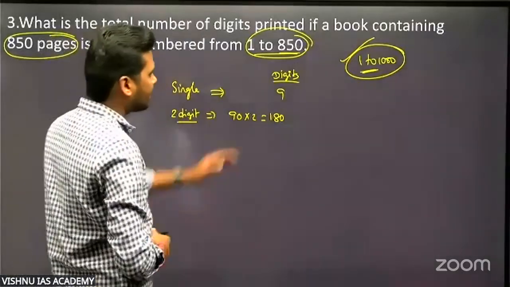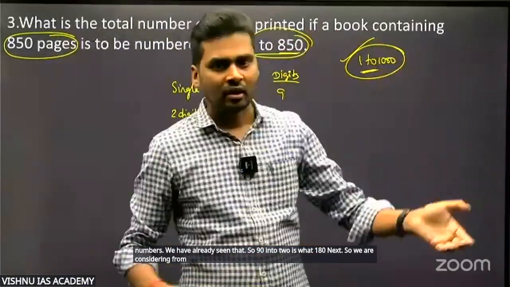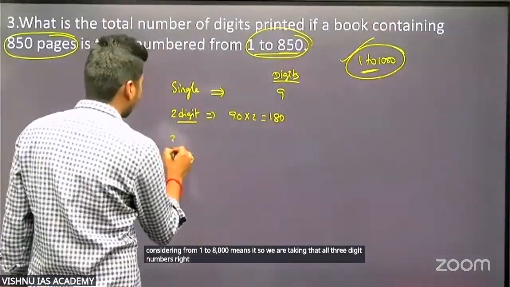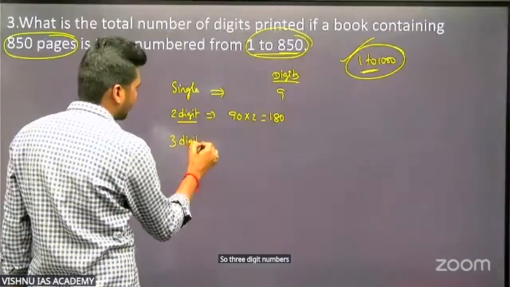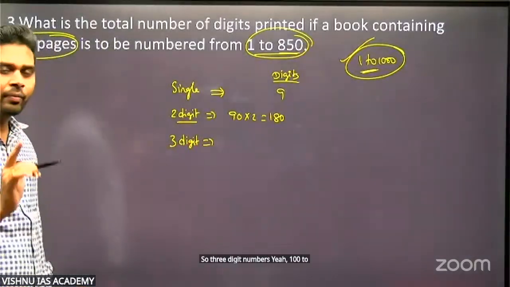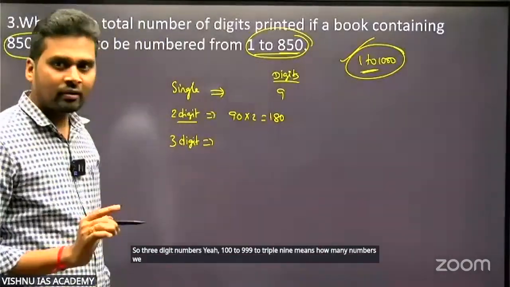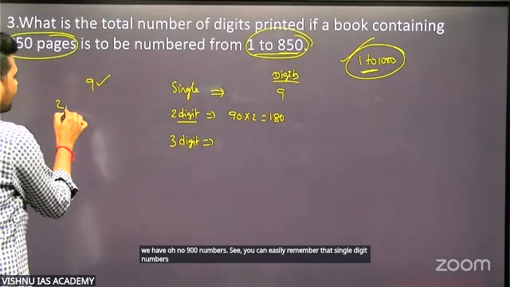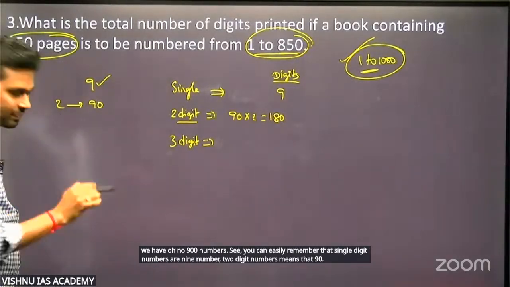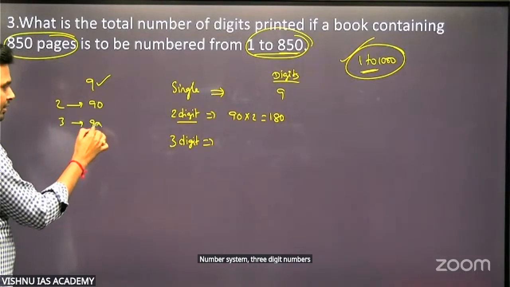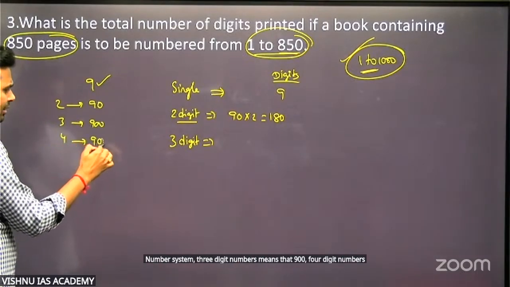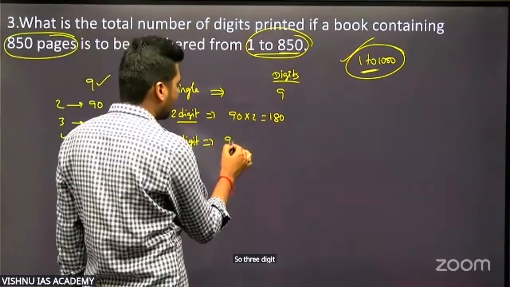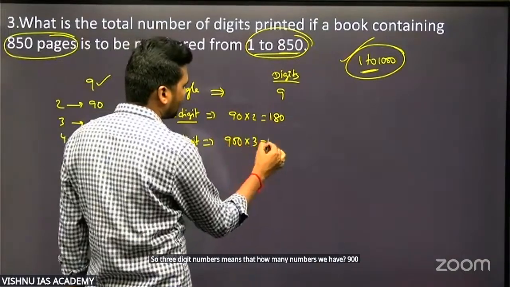Next, we are considering from 1 to 1000, so we take all the three digit numbers, 100 to 999. How many numbers do we have? 900 numbers. You can easily remember that single digit numbers are 9, two digit numbers are 90, three digit numbers are 900, four digit numbers are 9000, five digit numbers are 90,000. So 900 into 3 is what? 2700.